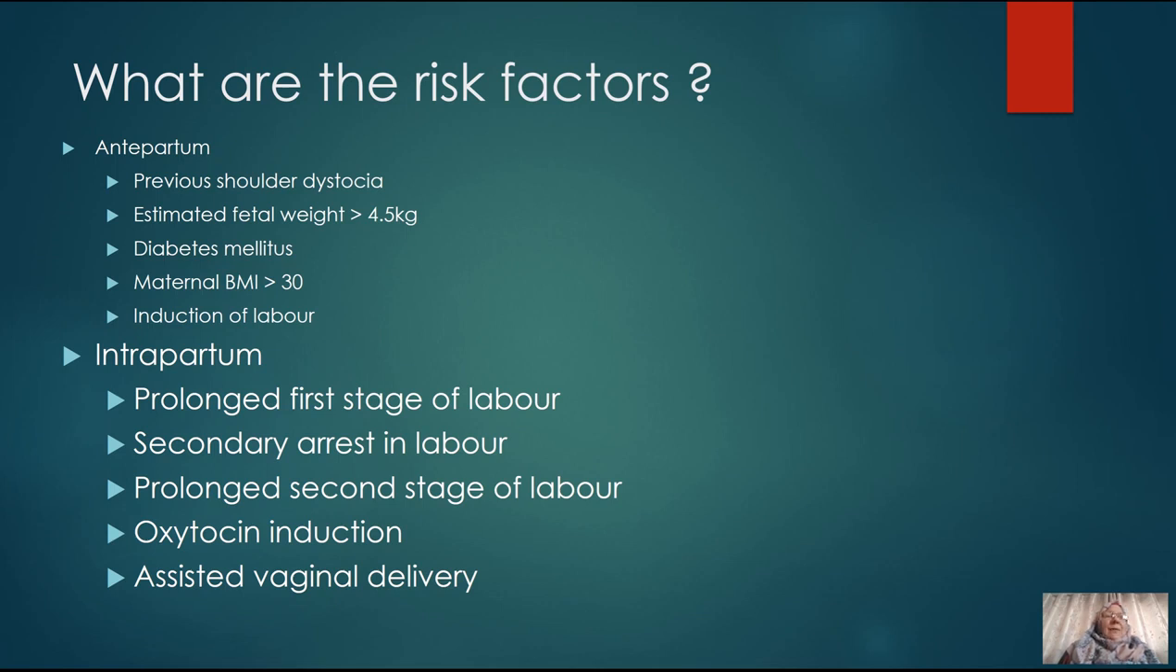You can see it more often with oxytocin induction and assisted vaginal delivery, so instrumental delivery. This means you've done a ventouse because the head just wouldn't come out. You do a ventouse, you deliver the head, but then the shoulder is stuck and you cannot deliver the body of the baby easily.